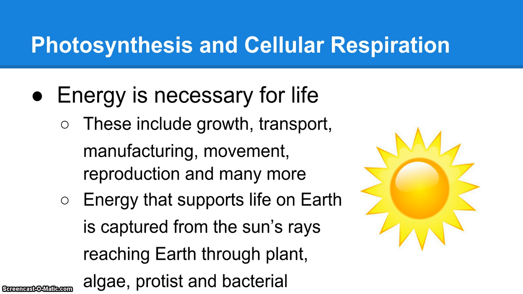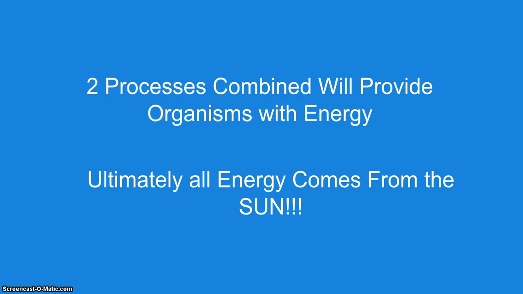anything along those lines. Energy that supports life on Earth is captured from the sun's rays, reaching Earth through plant, algae, protists, and bacterial cells during photosynthesis. So we're making that energy there. Okay, so the two processes are combined and will provide organisms with energy. Ultimately, all energy comes from the sun. So we start with autotrophs who are going to make the energy from the sun, and then those autotrophs or producers are going to be consumed by other organisms.